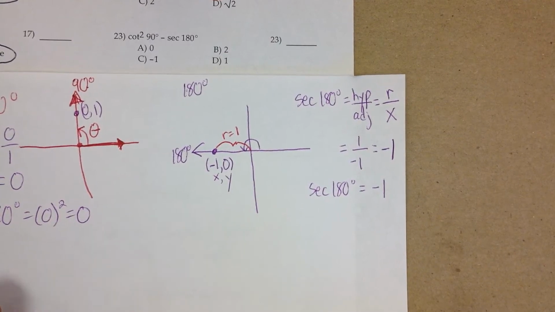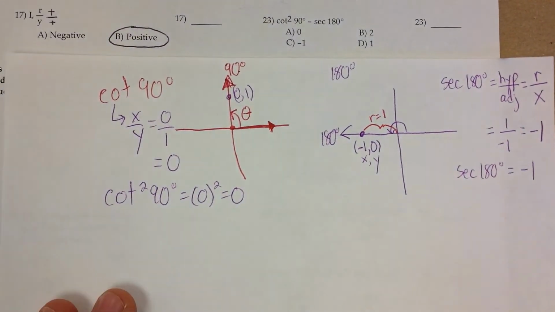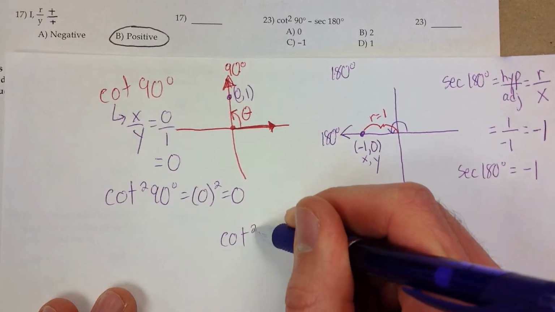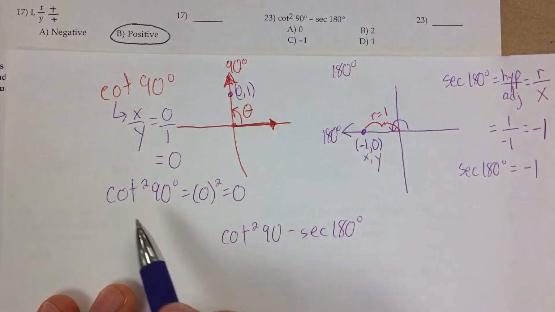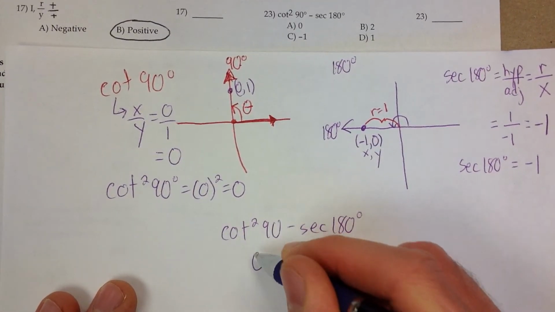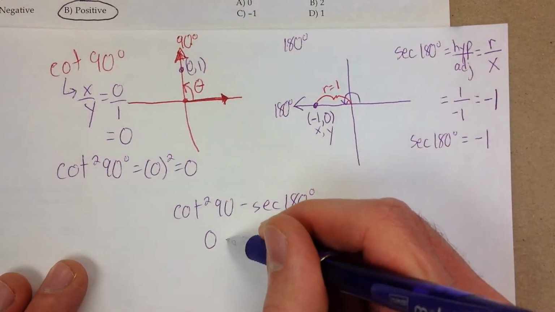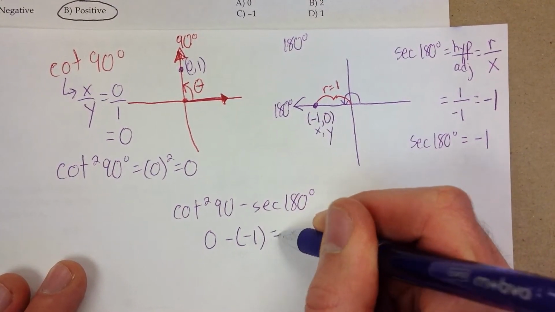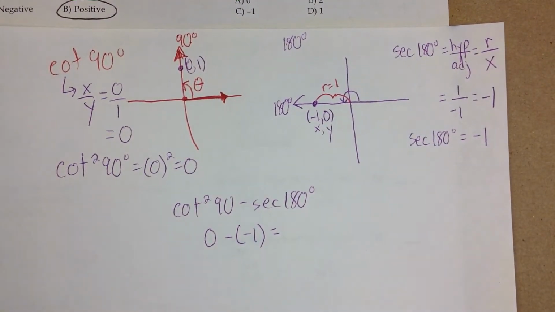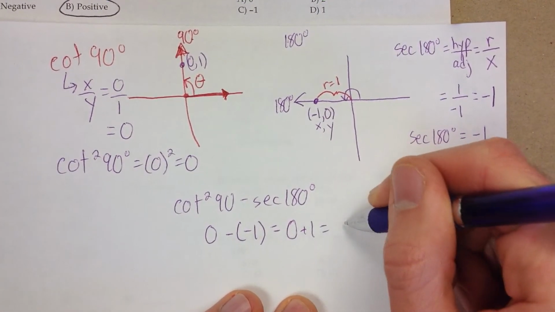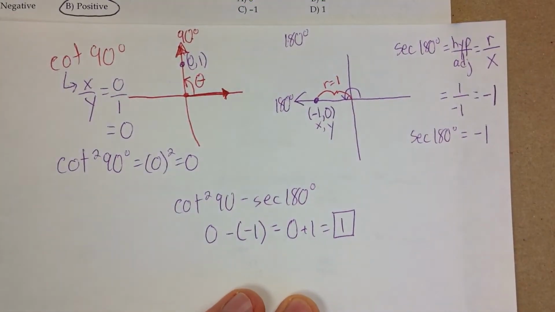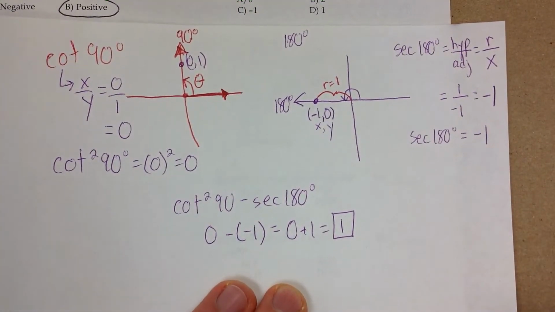Now let's do the problem here, like at the final step, I mean. We found cotan squared of 90, it's 0. And we found secant of 180, it's negative 1. Okay, so Anthony, 0 minus negative 1. Negative, the double negative, remember, in math, 2 wrongs make a right. Oh, okay. 1. Yep. Any questions on 23?